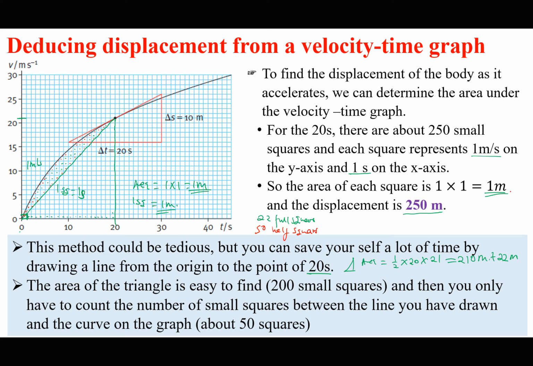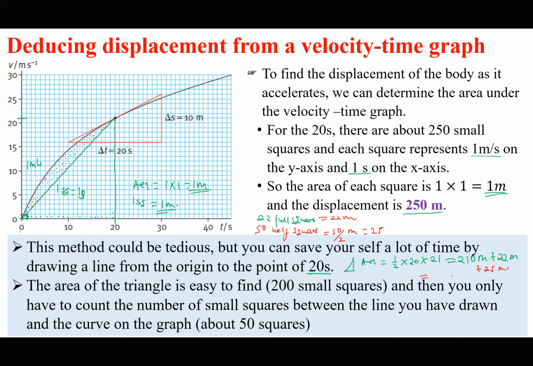Because one full square has an area of 1 meter, half squares are half of 1 meter. So for 22 full squares, the area is 22 meters. For 50 half squares, the area is going to be 50 divided by 2 meters, which is 25. So I'll add plus 25 meters. So the total area is going to be 210 plus 22 plus 25.